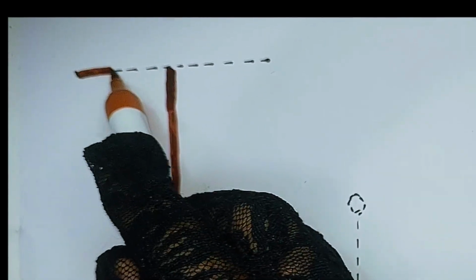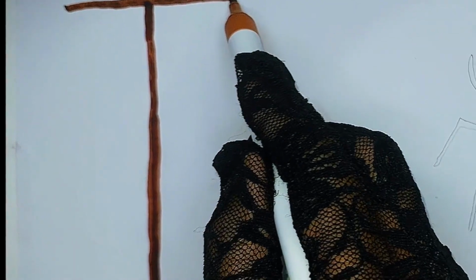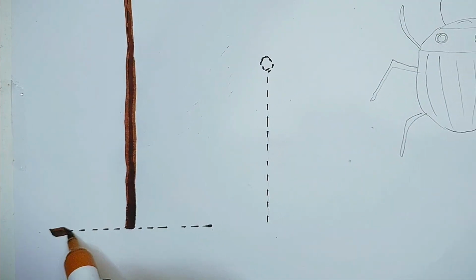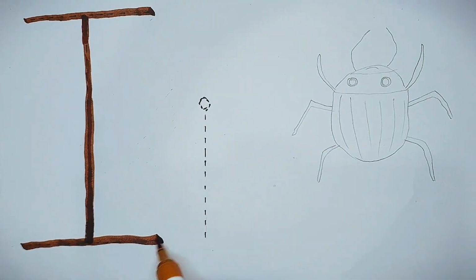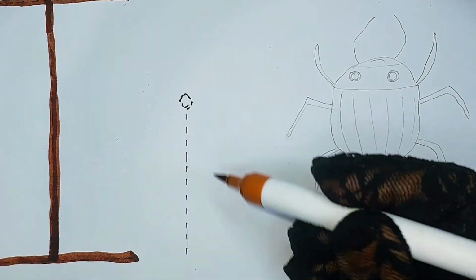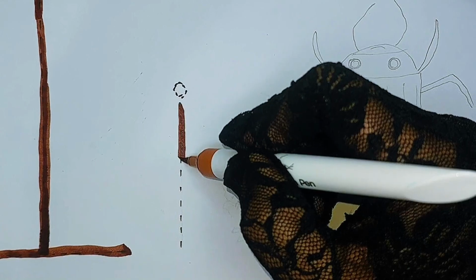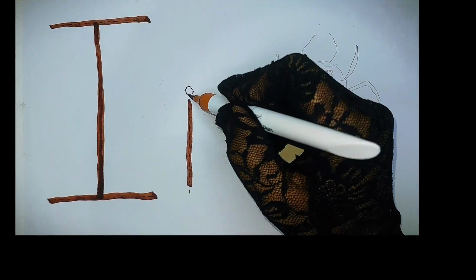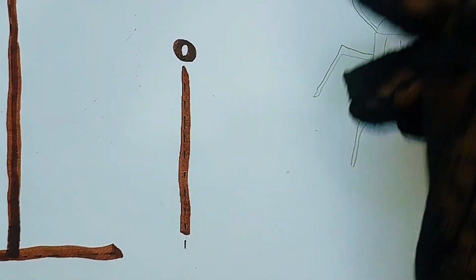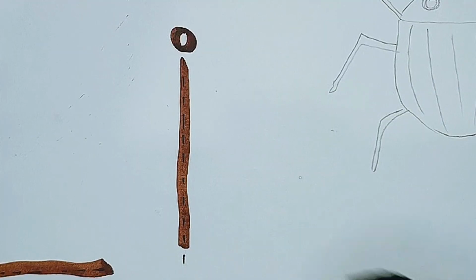This is horizontal line. Horizontal line. Capital I. Let us draw small I. Standing line. Small circle. Small I. I for insect.